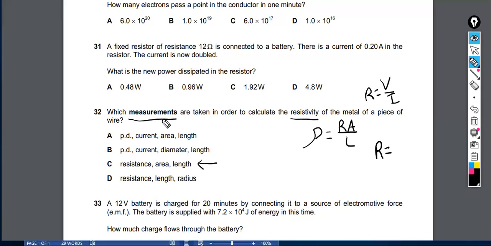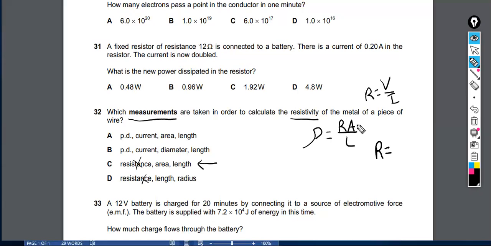What we actually measure in the lab to get certain quantities is what this question is about. What do we measure to determine resistance? We measure voltage, PD, and current. So C and D are incorrect because we don't measure those things. What we measure is the PD and the current to calculate the resistance, just like we measure distance and time to calculate speed.